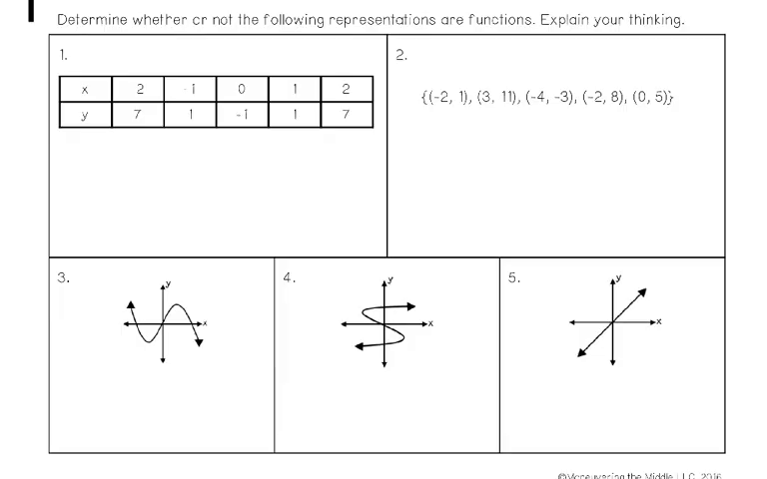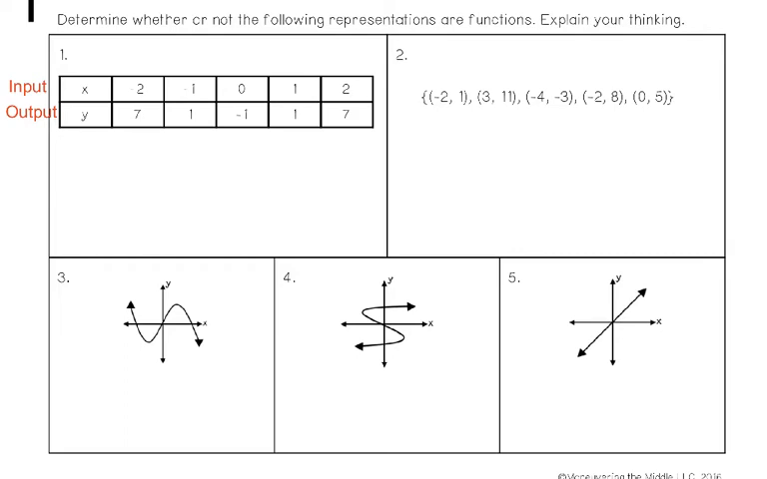So let's start identifying some functions in some different forms. You're going to see tables, graphs, equations, ordered pairs, all these different types of things. And we're just going to start with number 1. How do I determine if this table is a function? I need to make sure that every input has exactly one output. But which ones are the inputs? In a function, you put in an x to get out a y.